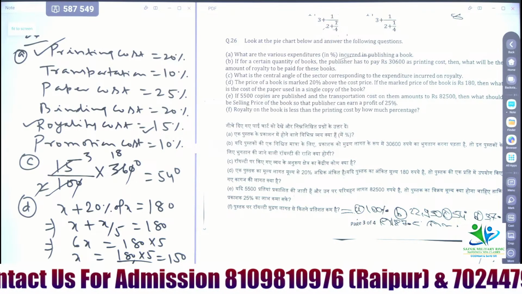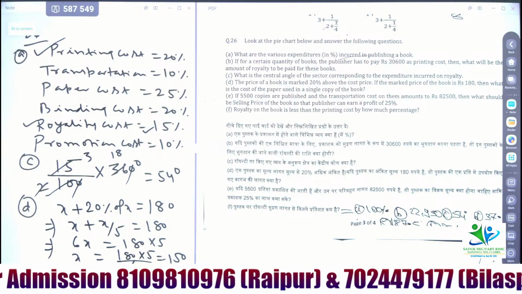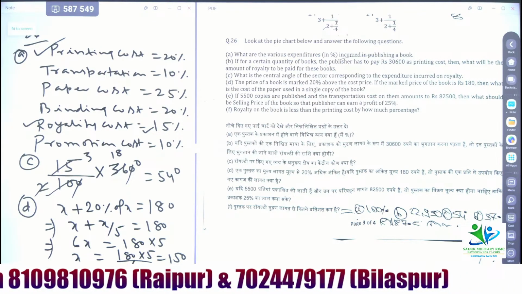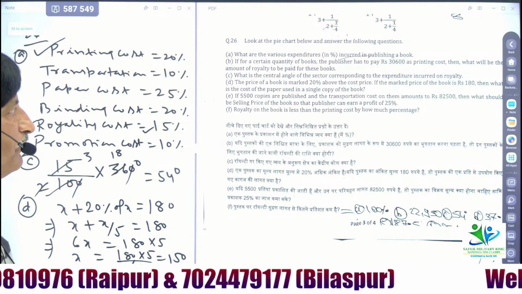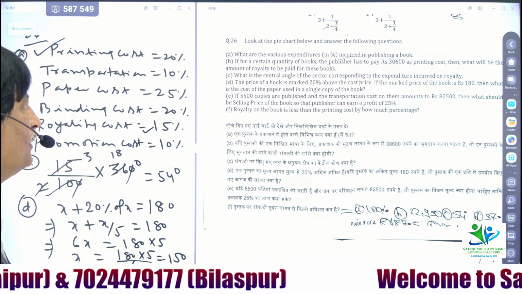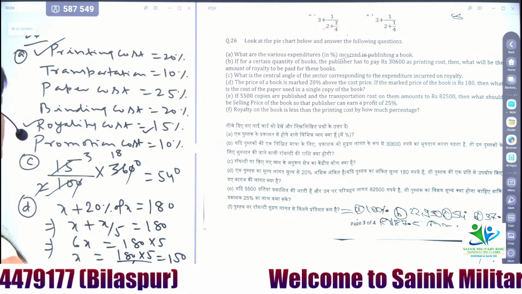Now in part E, see the part E. Here there are 5,500 copies are published and transportation cost on that amount is given. What should be the selling price of the book so that publisher can earn profit of 55%? See here.